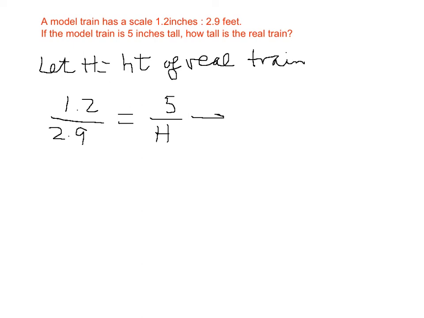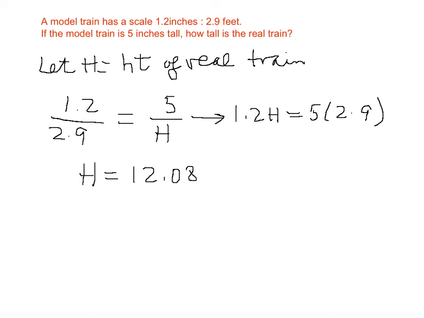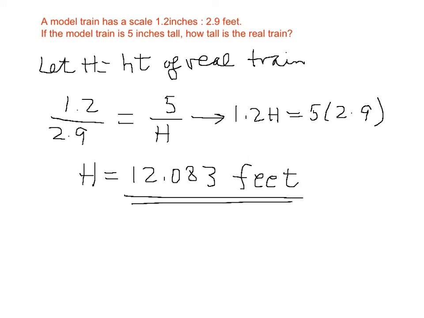Okay, so then I cross multiply, and I get 1.2h is equal to 5 times 2.9. And if you go ahead and you divide both sides by 1.2, you get h is equal to 12.083 feet. And that's how tall the real train is. All right, very simple question.